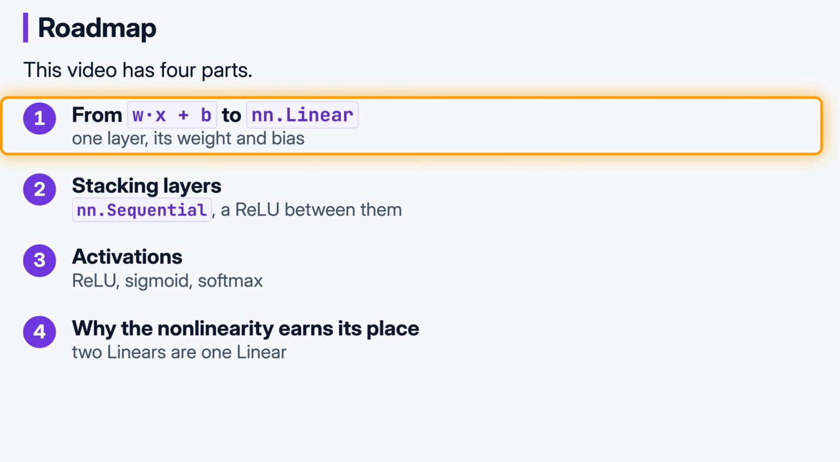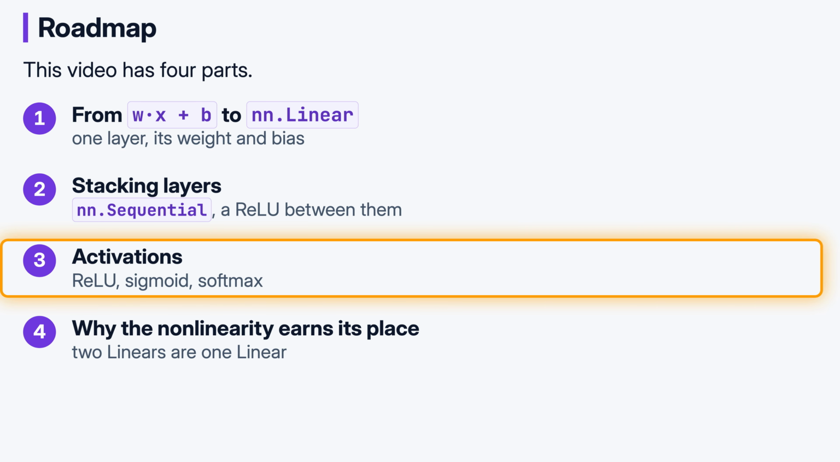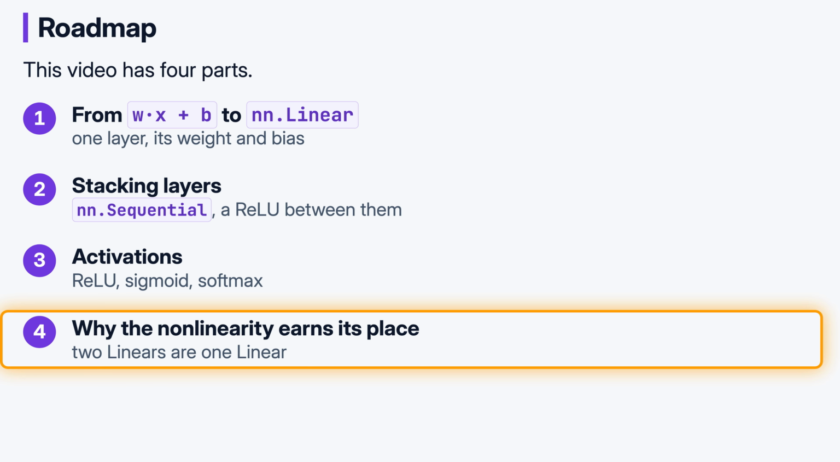This video has 4 parts. First, from W times X plus B to nn.Linear. One layer, its weight and bias. Second, stacking layers. We use nn.Sequential with a ReLU between them. Third, the activations. ReLU, sigmoid, and softmax. And fourth, why the nonlinearity earns its place. 2 linears are really 1 linear.